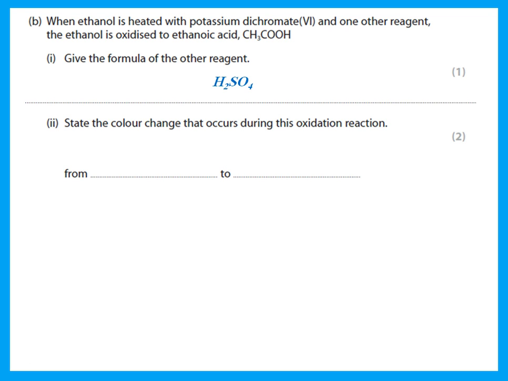So remember, to oxidize an alcohol to an acid, what do we add? We can add potassium dichromate and sulfuric acid, or also we could add potassium permanganate and sulfuric acid. Now the color change when we use potassium dichromate is orange to green.